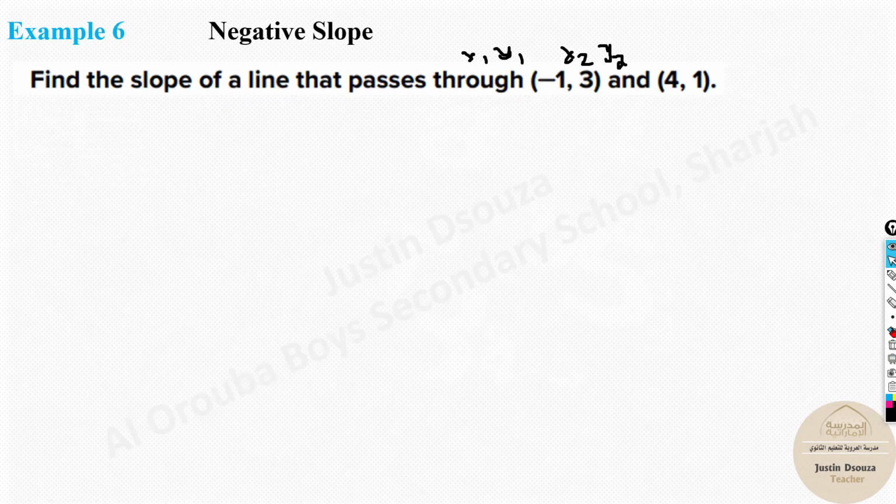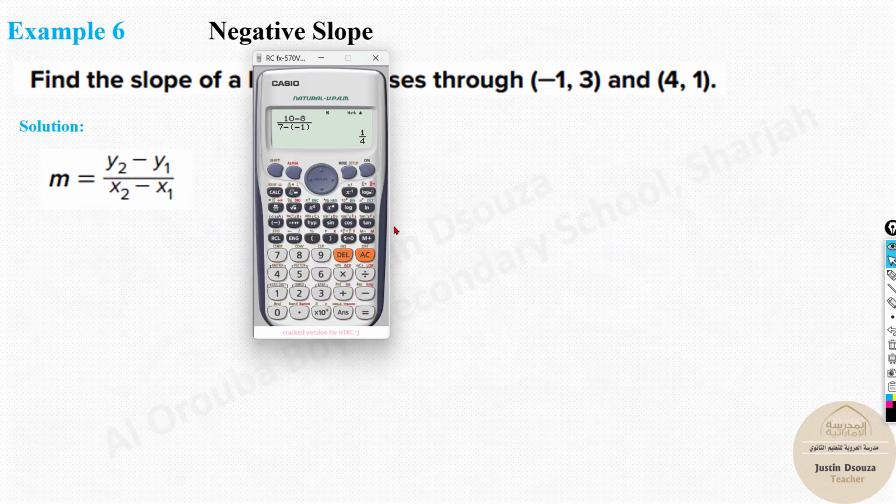Now here find the slope that passes through the line. Now we have done this again. It's the same thing. I'll just quickly brush through this. So you have to just find the slope here. Well, always remember the slope formula. It is y2 minus y1 divided by x2 minus x1. And now we have to just substitute.